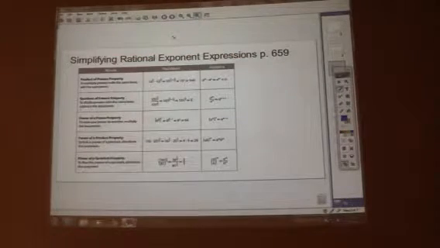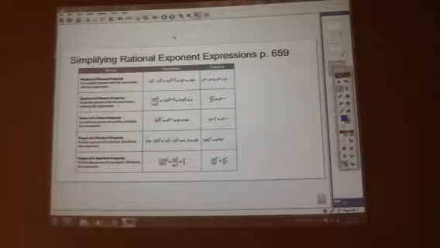Alright, I'm going to start and go over page 659, which has the rules on it for you. This is an important page. You might want to take a few notes on your own because you have to know these rules in order to work the problems. They're the same rules you probably learned in Algebra 1. We're just going to look at it a little more in detail.